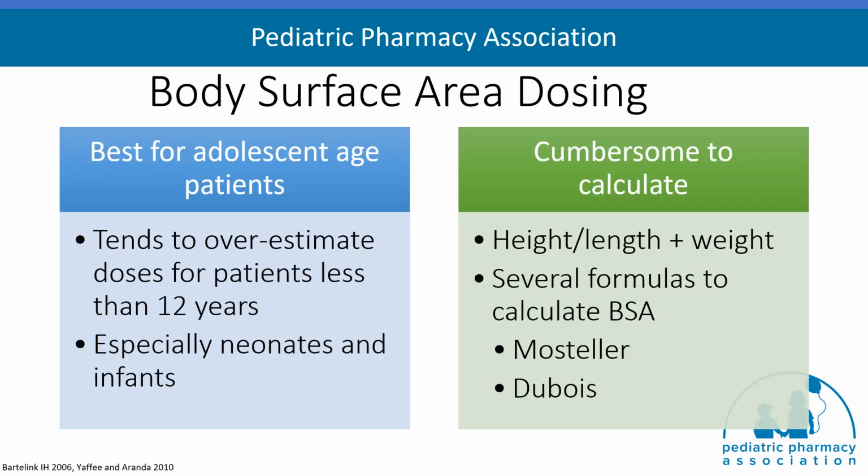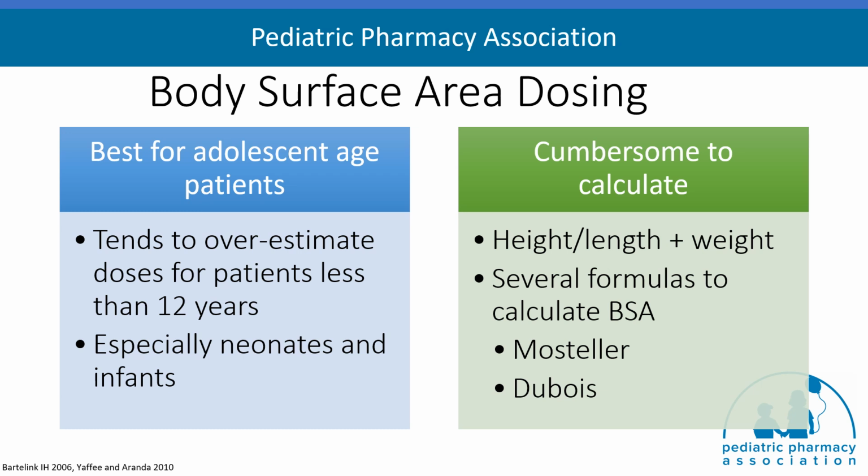Finally, dosing medications by body surface area is the most accurate for dosing medications in adolescents, and thus is used for dosing chemotherapy. However, this method is not perfect. Dosing per BSA can overestimate doses for patients that are less than 12 years of age, and this is especially important in the infant and neonatal period due to their large body surface area per unit of weight. The BSA calculation can also be cumbersome.